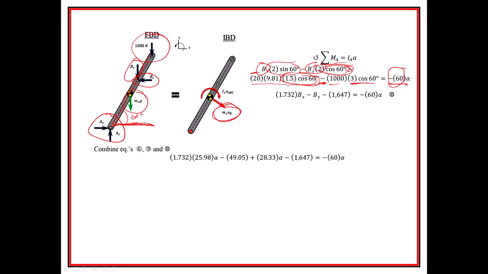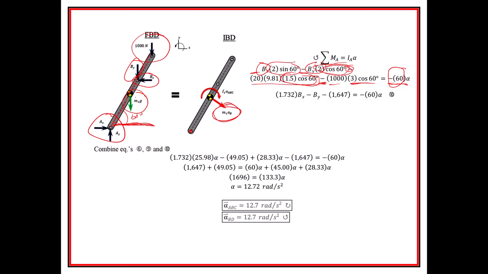So we could combine equations 6, 9, and 10, and lo and behold, we're able to find what the alpha is going to be. And that's actually the alpha of both of the equations. And so one's going clockwise and one's going counterclockwise.